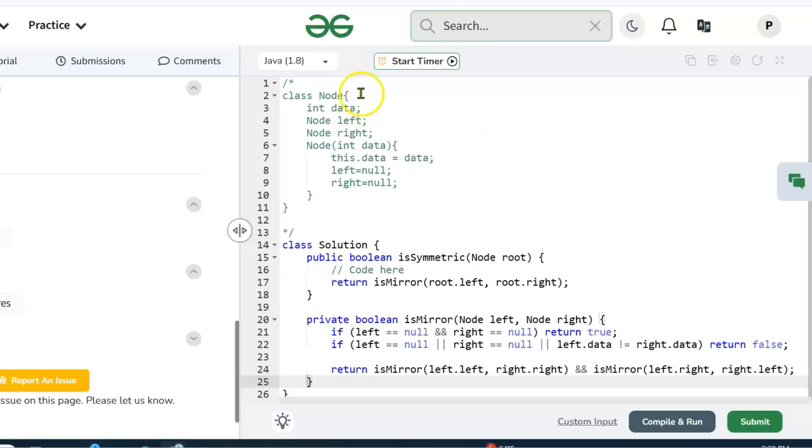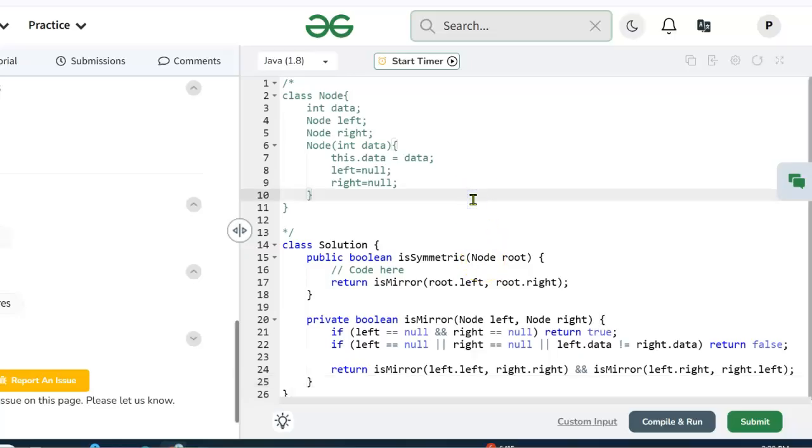So let's take a look. Here's what a node looks like. It looks like what you would expect it to look like. It has a data field containing an integer, and then it has pointers to the left node and the right node. Okay, constructor. You don't have to construct any nodes.